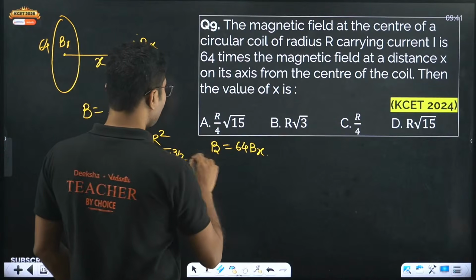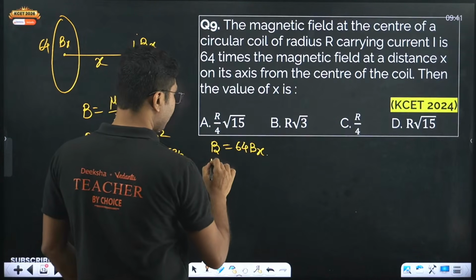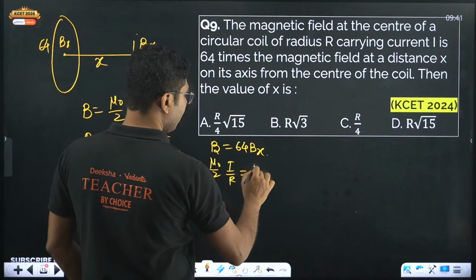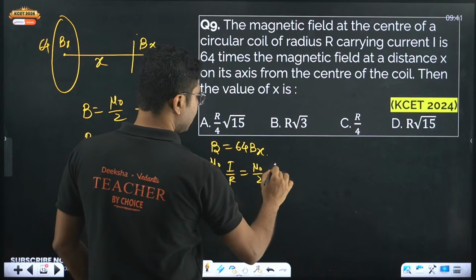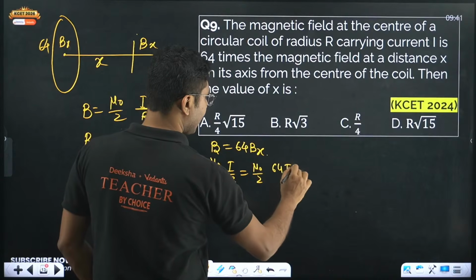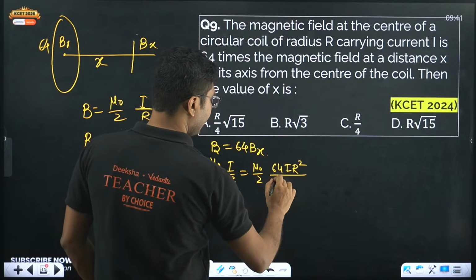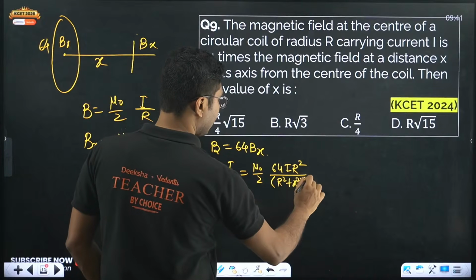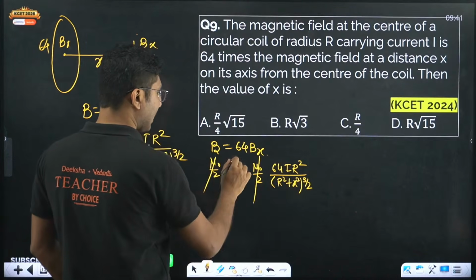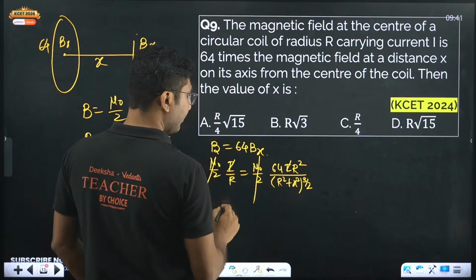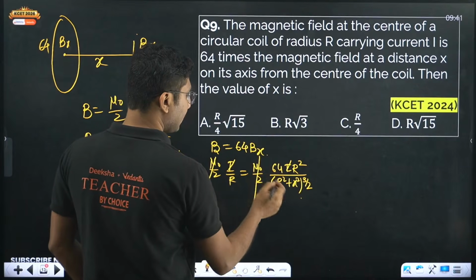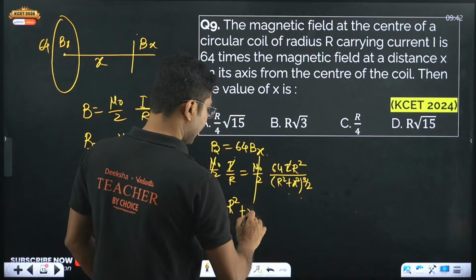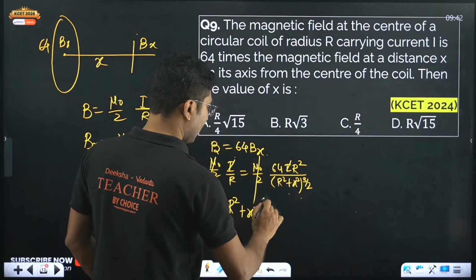Now let's put the values. Obviously mu naught by 2 will cancel. So I by R, mu naught by 2, 64 I R square by R square plus x square to the power 3 by 2. So mu naught by 2 cancels, I cancels, and if you do the cross multiplication, you will get R square plus x square to the power 3 by 2.